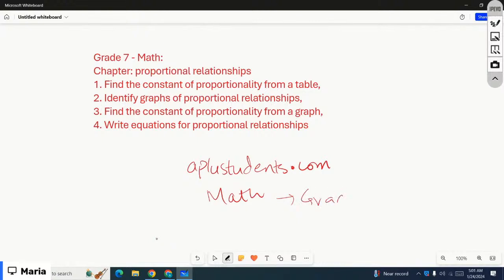Scroll down to grade 7 and then click on view all lessons. So there you can find a list of the chapters.